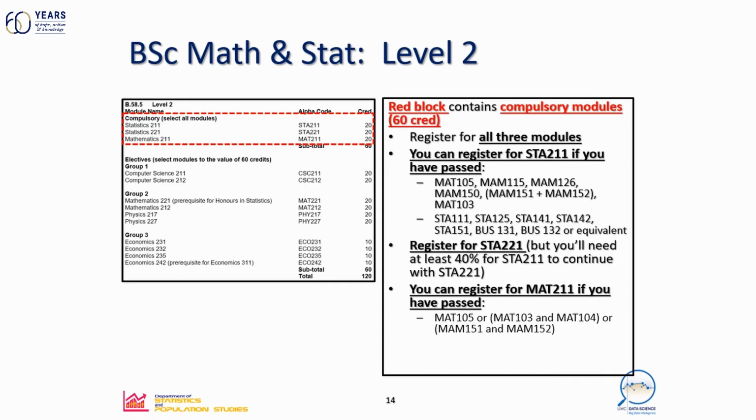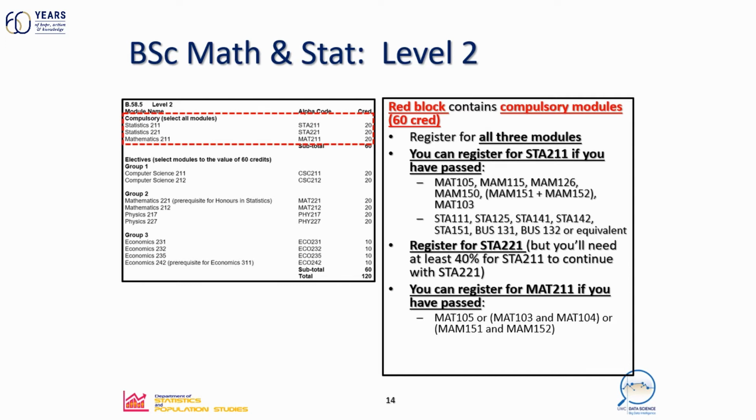Level 2 compulsory modules are all the ones that I have highlighted in the red block. It is very straightforward which compulsory modules you need to register for. You have to register for Statistics 211, given that you have passed Level 1 Mathematics as well as Level 1 Statistics. You have to register for Statistics 221.